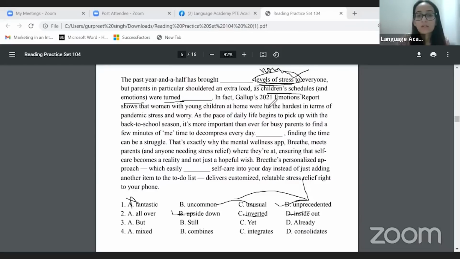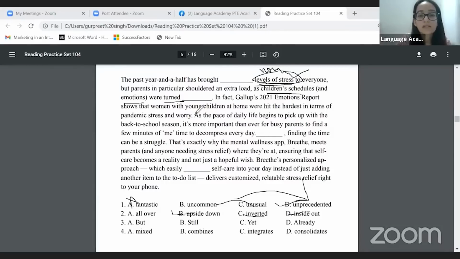In fact, the 2021 emotions report shows that women with young children at home were hit the hardest in terms of pandemic stress and worry. As the pace of daily life begins to pick up with the back to school session, it's more important than ever for busy parents to find a few minutes of me time to decompress every day. Dash, finding the time can be a struggle.